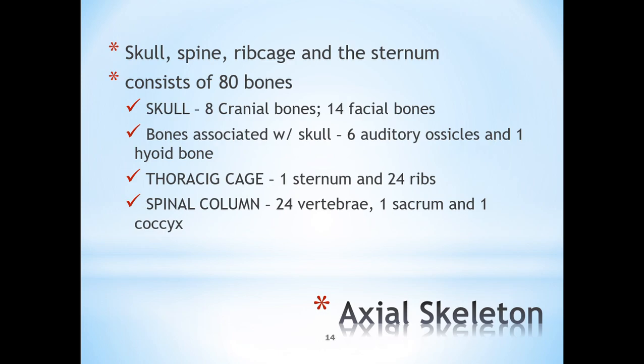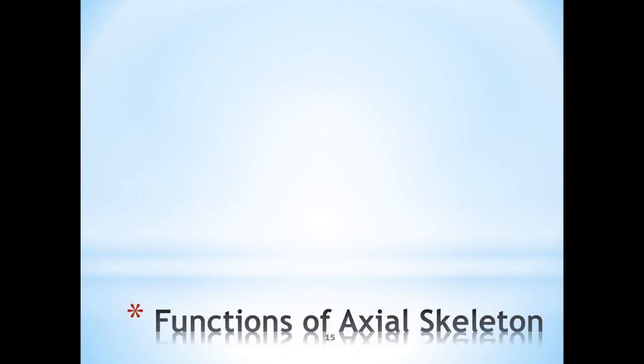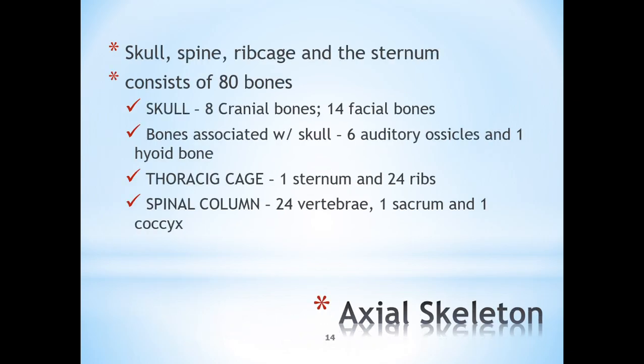And then, what are the bones associated with the skull? We have your 6 auditory ossicles and 1 hyoid. And then the thoracic cage, which is composed of 1 sternum and 24 ribs. And your spinal column has 24 vertebrae, 1 sacrum, and 1 coccyx. So, making up your axial skeleton, all in all, you have 80 bones in your axial skeleton.